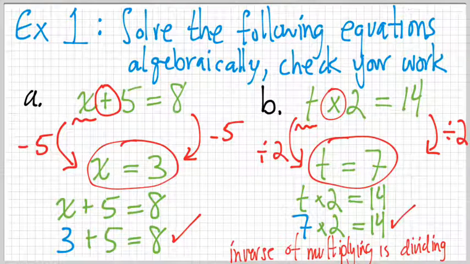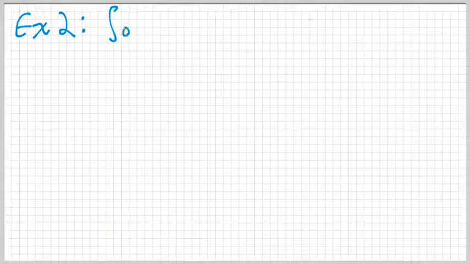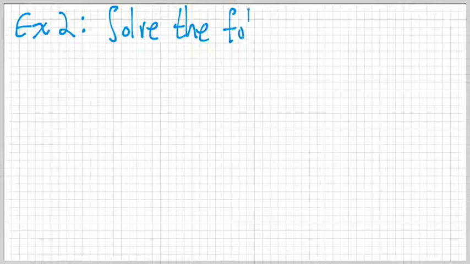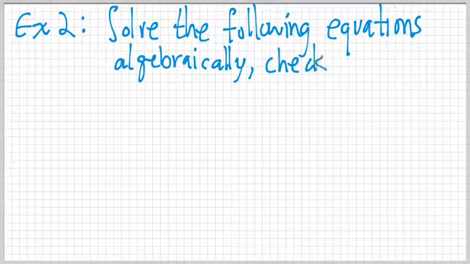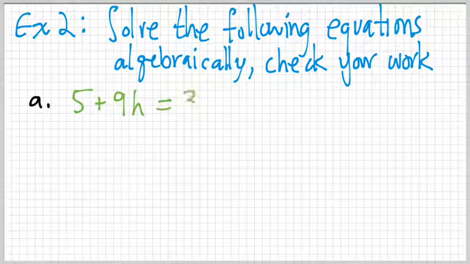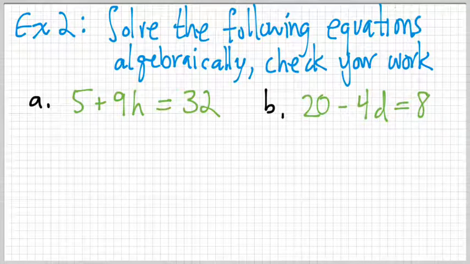Okay, those were pretty easy ones. Let's do some slightly more complex ones. Same exact instructions. Solve the following equations algebraically and check your work. This time we've got 5 plus 9h equals 32, and then 20 minus 4d equals 8.